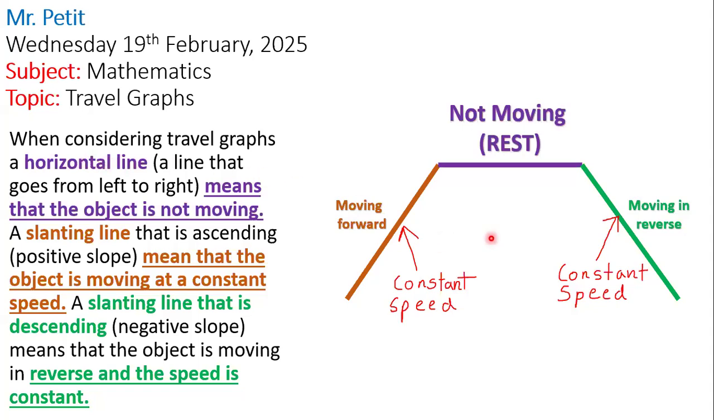So Lavender, what do we mean by a line that is ascending but has a positive slope? It means that the object is moving at a constant speed. Very good. Liliana, what do we mean by a horizontal line? What does that mean? The object is not moving. Very good. The object is not moving, it's at rest. And Kamani, what do we mean by a descending line that has a negative slope?